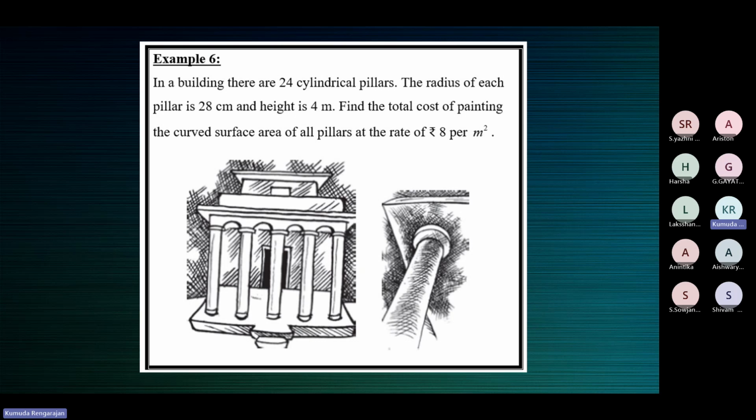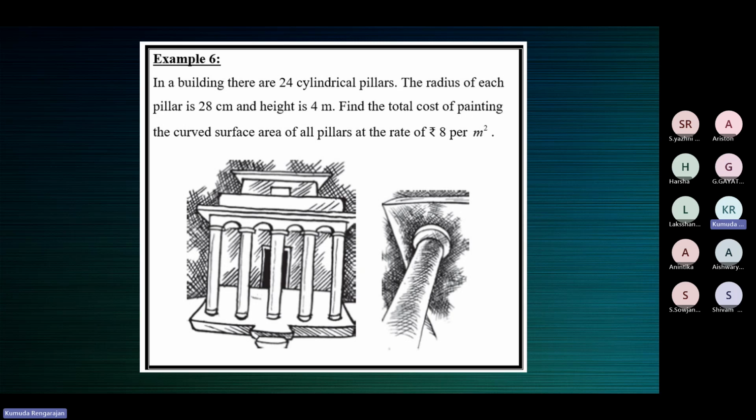So what is visible or what you can feel or what can be painted is only the curved surface area of the cylinder. Even if you wish to paint the circles, they are stuck to the ceiling and the floor, so that surface is not available or visible to be painted.